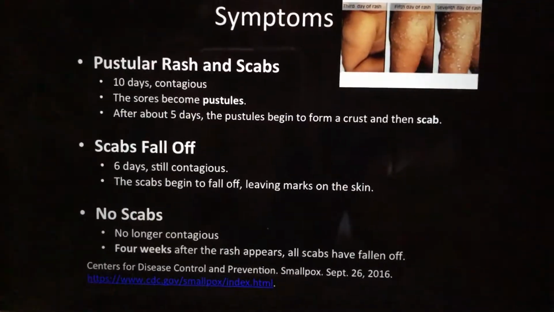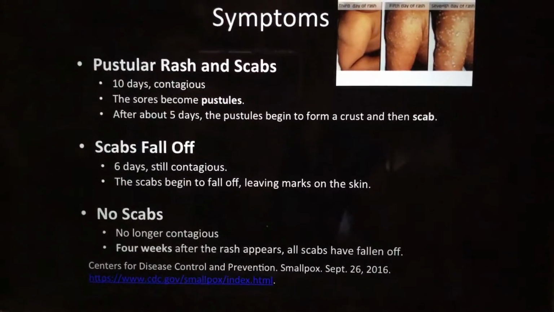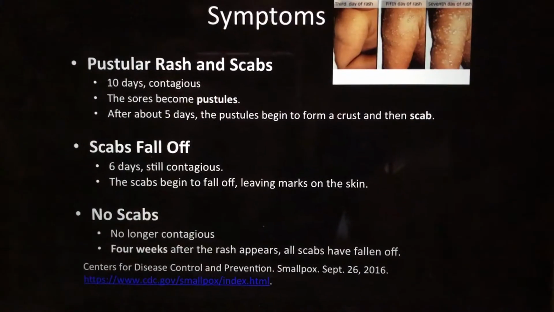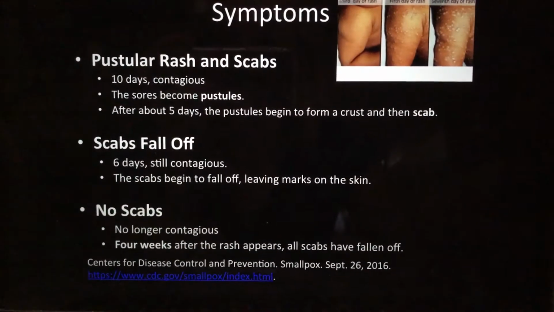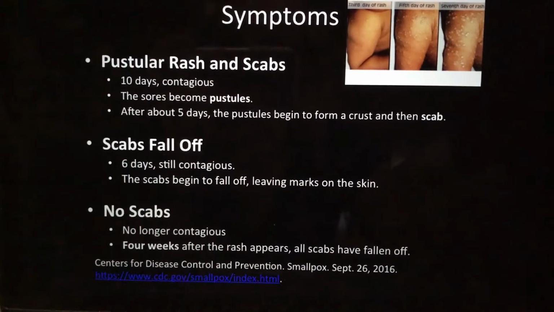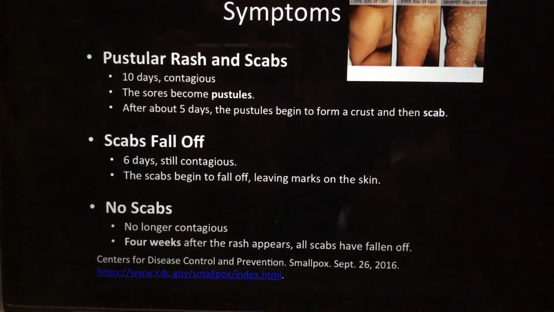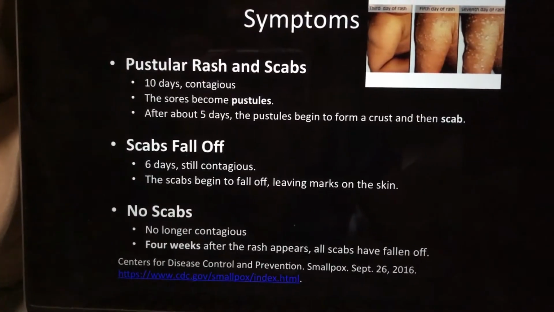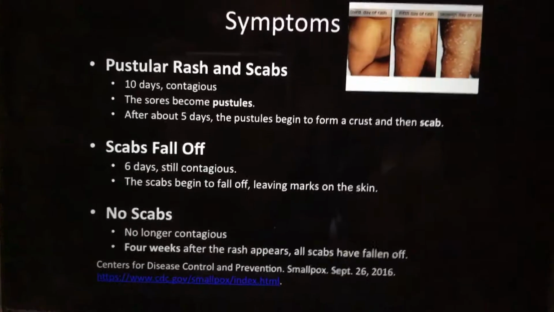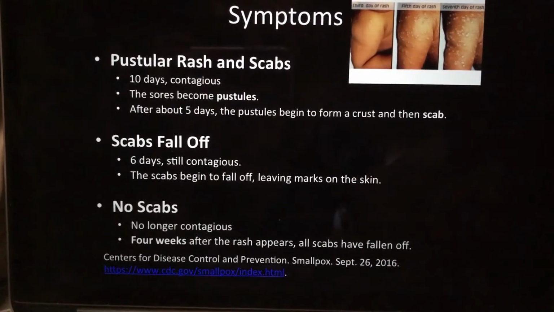After about 5 days, these pustules begin to form a crust and then scab. When the scabs are falling off, the person is still contagious. This can last about 6 days, and they do leave a mark on the skin. Once the infected person has no scabs, they are no longer contagious, and this usually takes about 4 weeks after the rash appears.